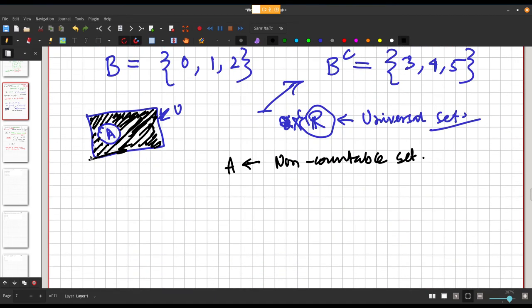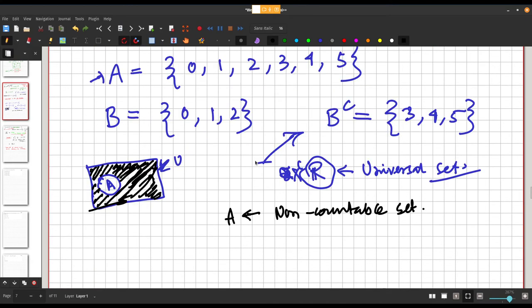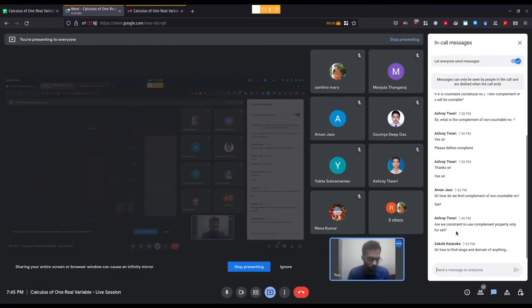So, for this case also, the complement will be the elements which are present in the universal set but not present in A. And this example will also work as an example of how to find the complement of a countable set. Okay, I think I have answered Aman's question.